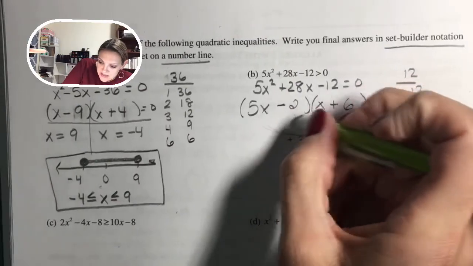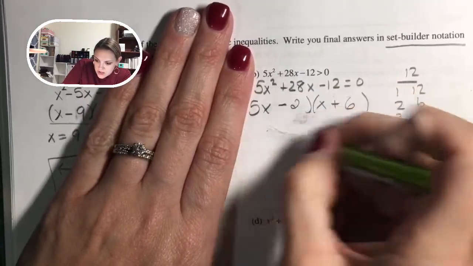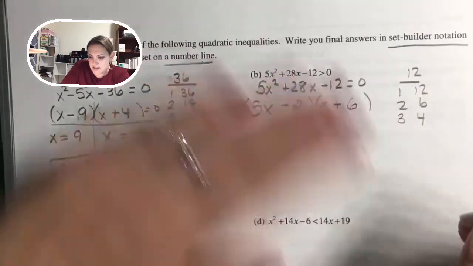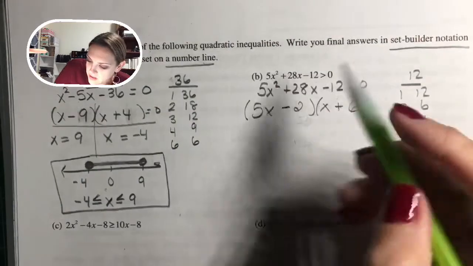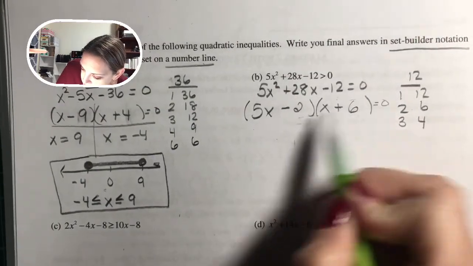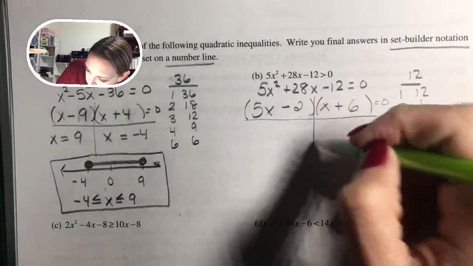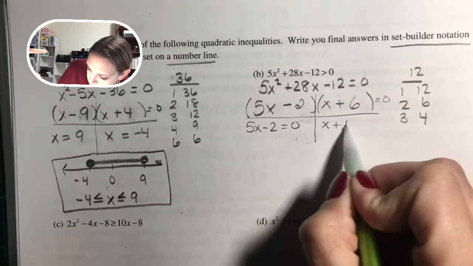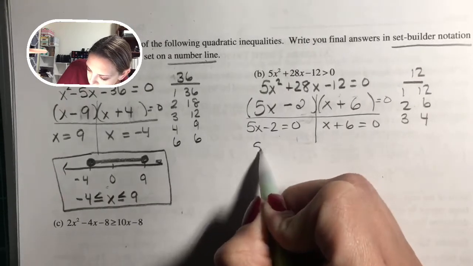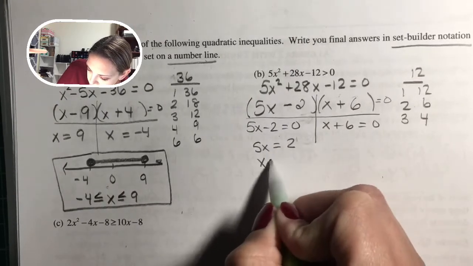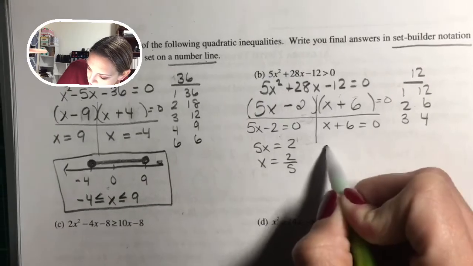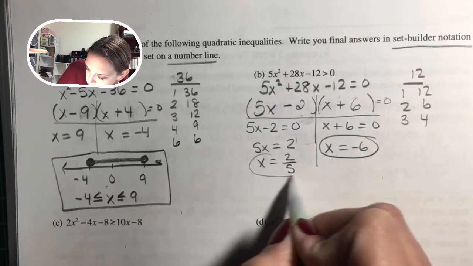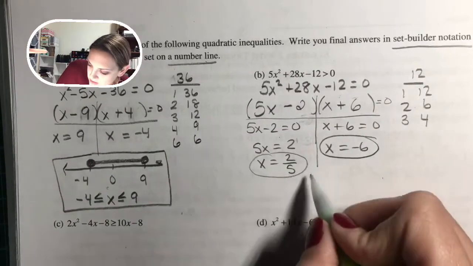So I'm just going to erase that. You might want to do it off to the side if you're using pen, so you don't mess up your work area if you can't erase it. And then again, this is equal to 0, so now each part gets set equal to 0. And we solve. We're going to add over the 2 and divide by 5. And here we're going to subtract the 6. So these are the roots that we're looking to use, and that's where we start our number line.